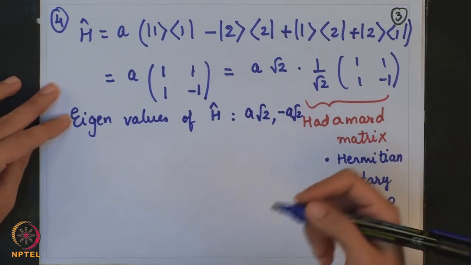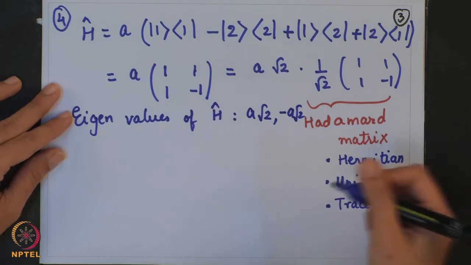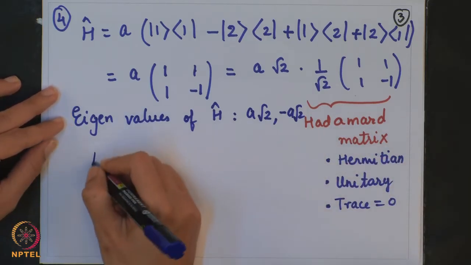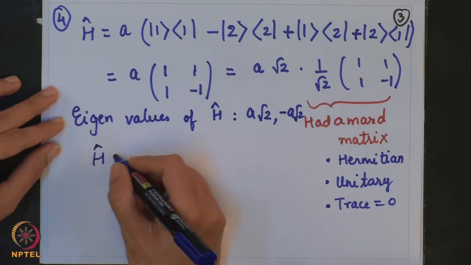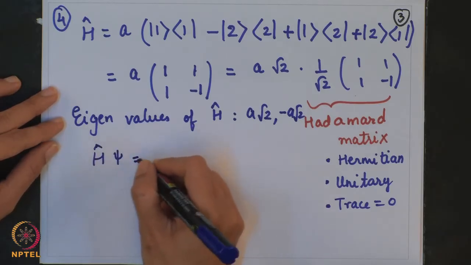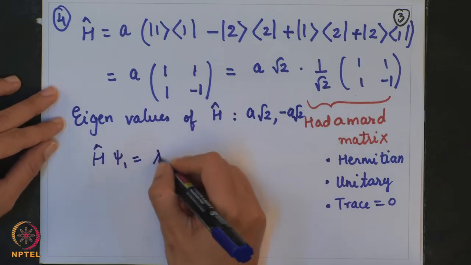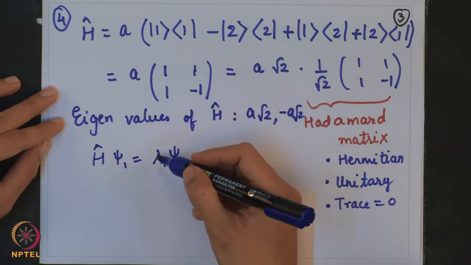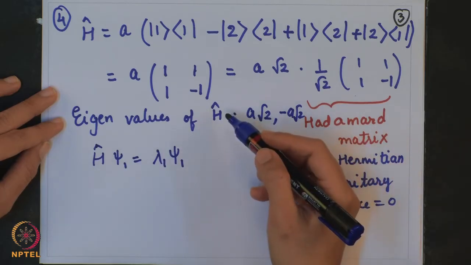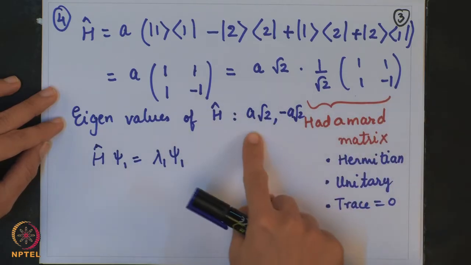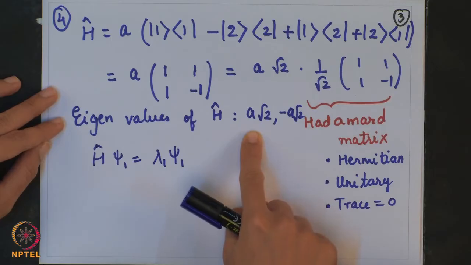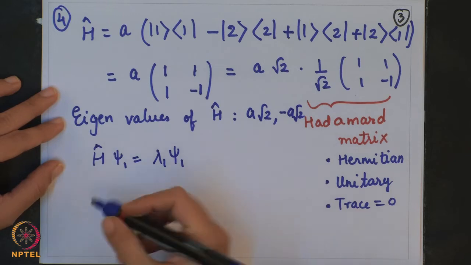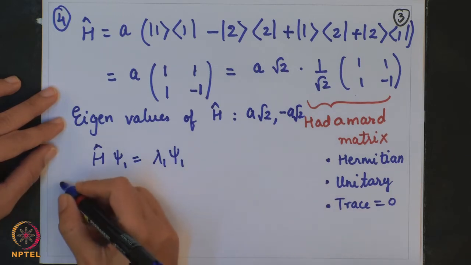So, using these eigenvalues you can easily calculate the eigenvector. One of the common, trivial ways to calculate it is by substituting H psi 1 is equal to lambda 1 psi 1, where lambda 1 is the eigenvalue of this operator. So, we have 2 eigenvalues; suppose I take lambda 1 as A root 2 and lambda 2 as minus A root 2. Okay. So, just one example I will demonstrate.